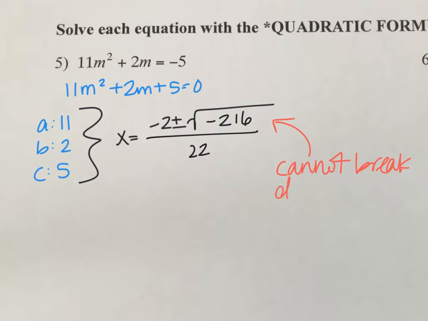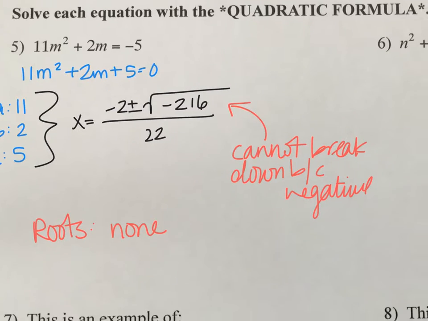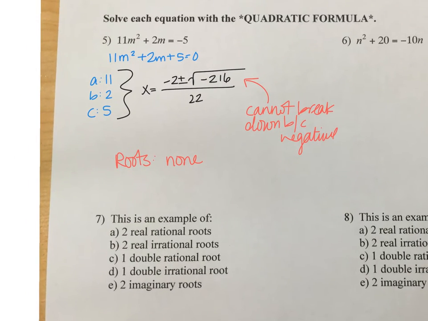So you may want to make a note that you cannot break this down because it's negative. And then, because that's the case, because it's negative, that should automatically tell you no solution. So when it asks for the roots, you're just going to say there are none. When it tells you to describe the roots, so if I zoom out, if I want to describe the roots, that's going to give me 2 imaginary because it's negative.